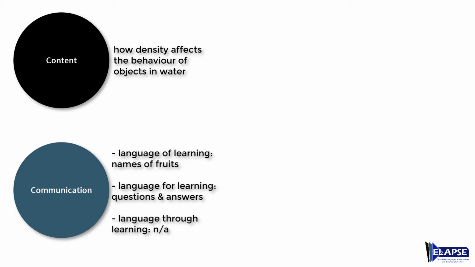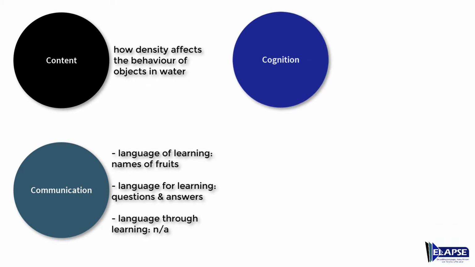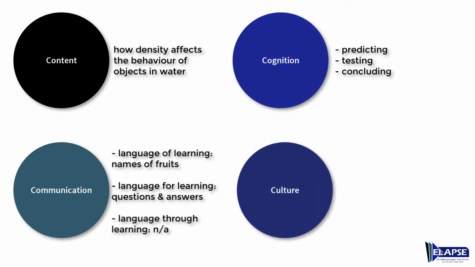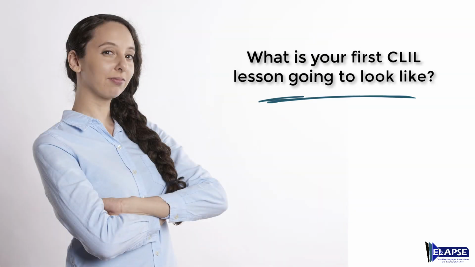In order to learn about the content, the learners had to perform a sequence of cognitive functions: predicting, testing, and concluding. The culture of learning was based on a sociocultural view of learning in which learners learn best from each other in groups, supported by a more knowledgeable other, the teacher. So, what is your first CLIL lesson going to look like?